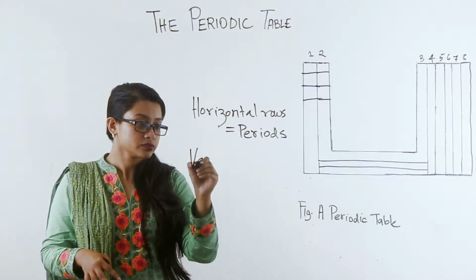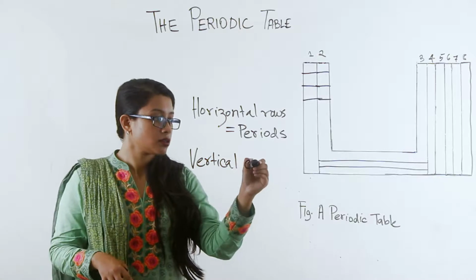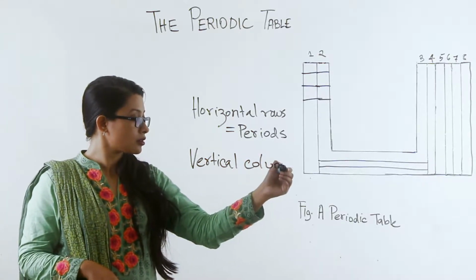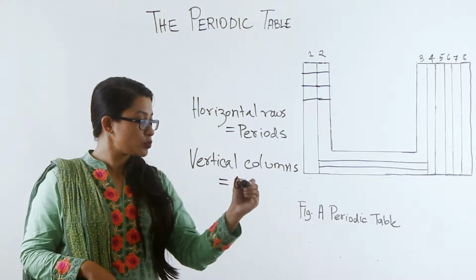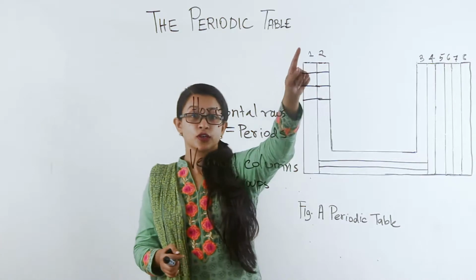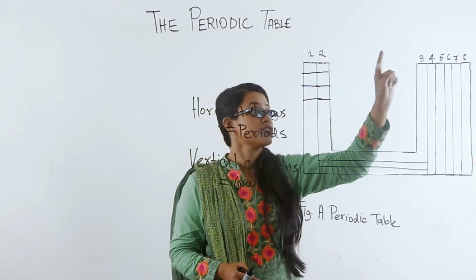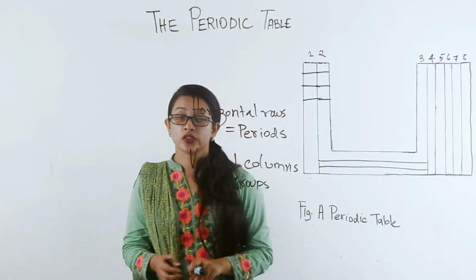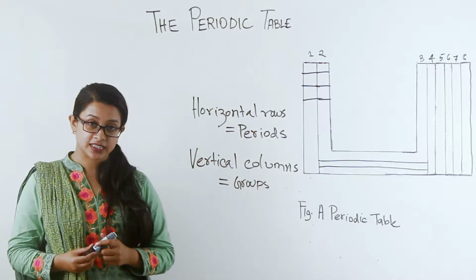So vertical columns are known as groups. So this is the first group, this is the second group, third, fourth, fifth, sixth, seventh, and eighth. So there are at most 8 groups in a periodic table.